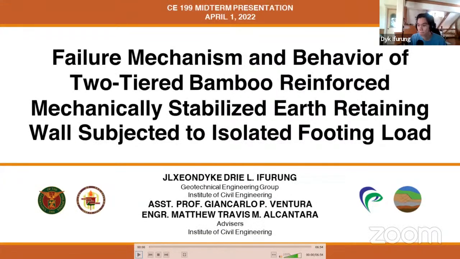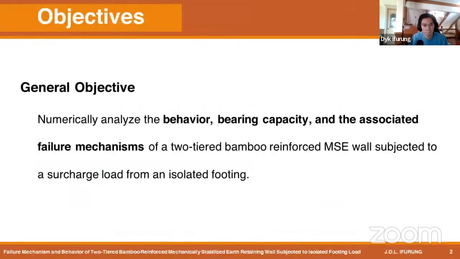Good afternoon. I am Leondyke Dre Alifurong, and the title of my study is The Failure Mechanism and Behavior of Two-Tiered Bamboo-Reinforced Mechanically Stabilized Earth-Retaining Wall Subjected to Isolated Footing Load. My advisors are Assistant Professor Ventura and Engineer Alcantara. The general objective of my study is to numerically analyze the behavior, bearing capacity, and associated failure mechanisms of a two-tiered bamboo-reinforced MSE wall under a footing load.